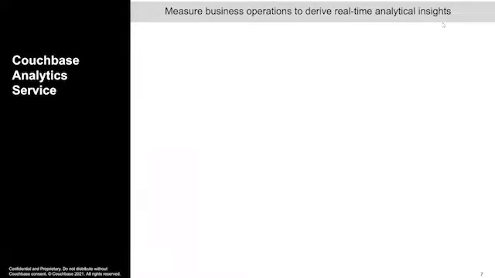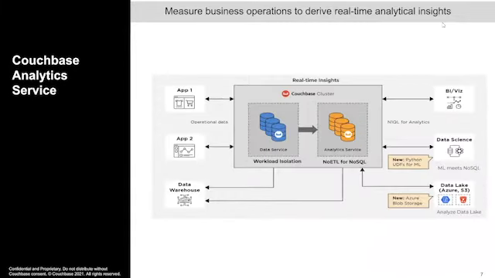So with these challenges and requirements in mind, that's what the Couchbase Analytics Service does. What we strive to provide is to help businesses measure their operations to derive real-time analytical insights. Operational analytics is a process to use data analysis and BI to improve efficiency and streamline everyday operations in real time. It's a new combination of database workload and system demands to achieve competitive advantage for the modern enterprise.